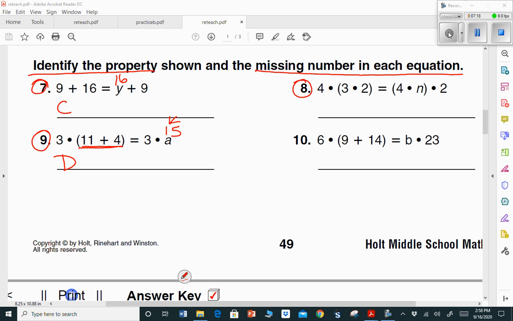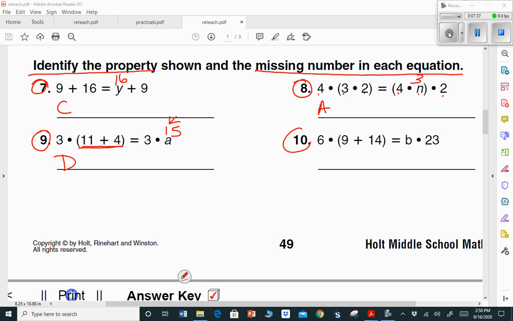Okay, here we've just got a bunch of multiplication and we have moved some parentheses around. That's grouping. That's associative property. 4 times 3 times 2 equals 4 times something times 2. And that something has to be a 3.